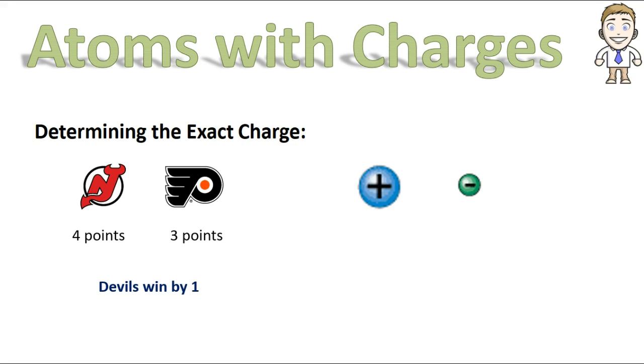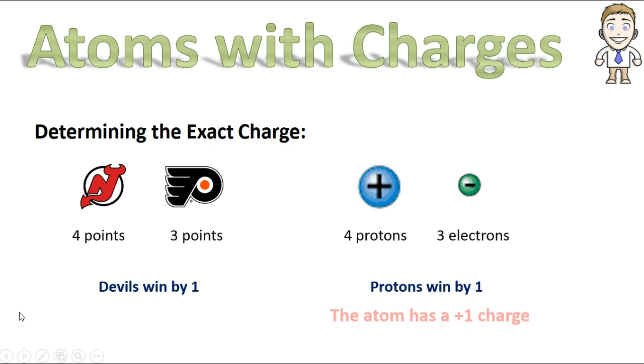Well, imagine the same sort of example, but instead of teams, it's protons versus electrons, positives versus negatives. If you count the protons, and there's 4 of them, and you count the electrons, and there's 3, you could make the same statement. The protons win by 1, and that'd be an easy statement to make. The only other jump is that if the protons, the positive team, is winning by 1, you should be able to say that that atom is a +1 charge because the positive team wins by 1.